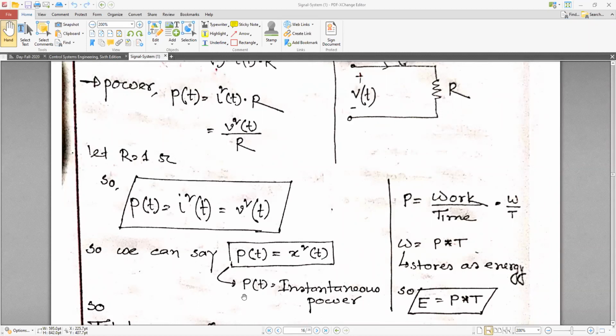So p(t) is equal to x square t, the instantaneous power. So P is equal to what? Work by time, W by T. P is equal to W by T. So W is equal to P into T, W is equal to p(t), which is stored as energy.